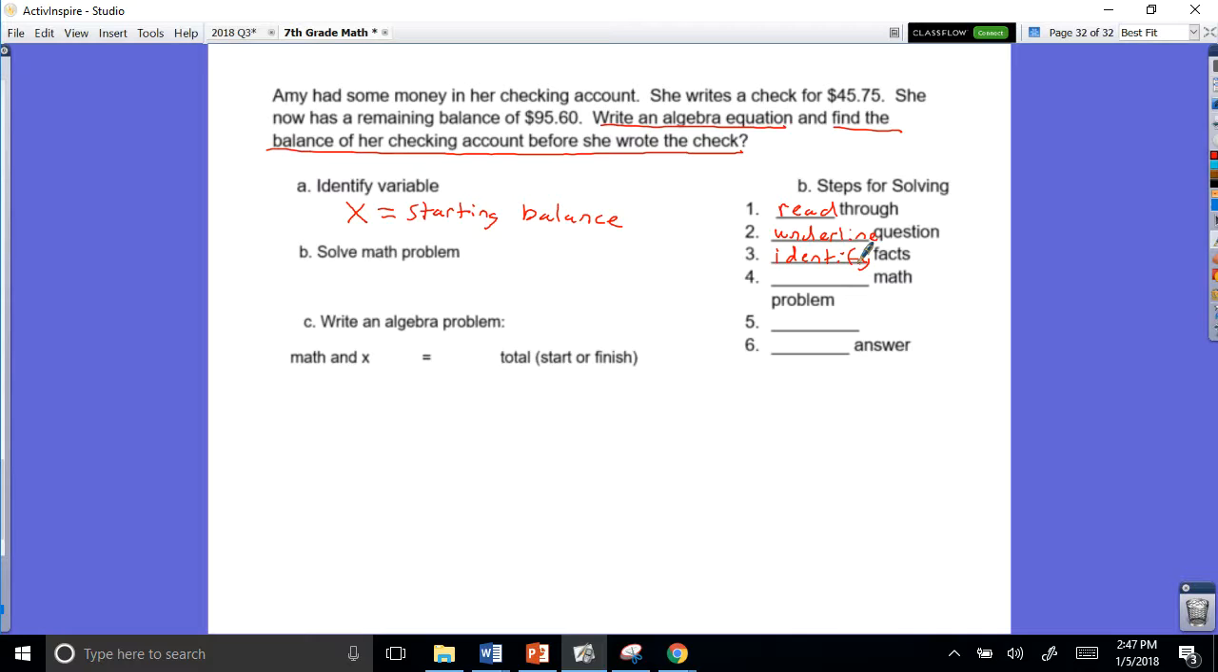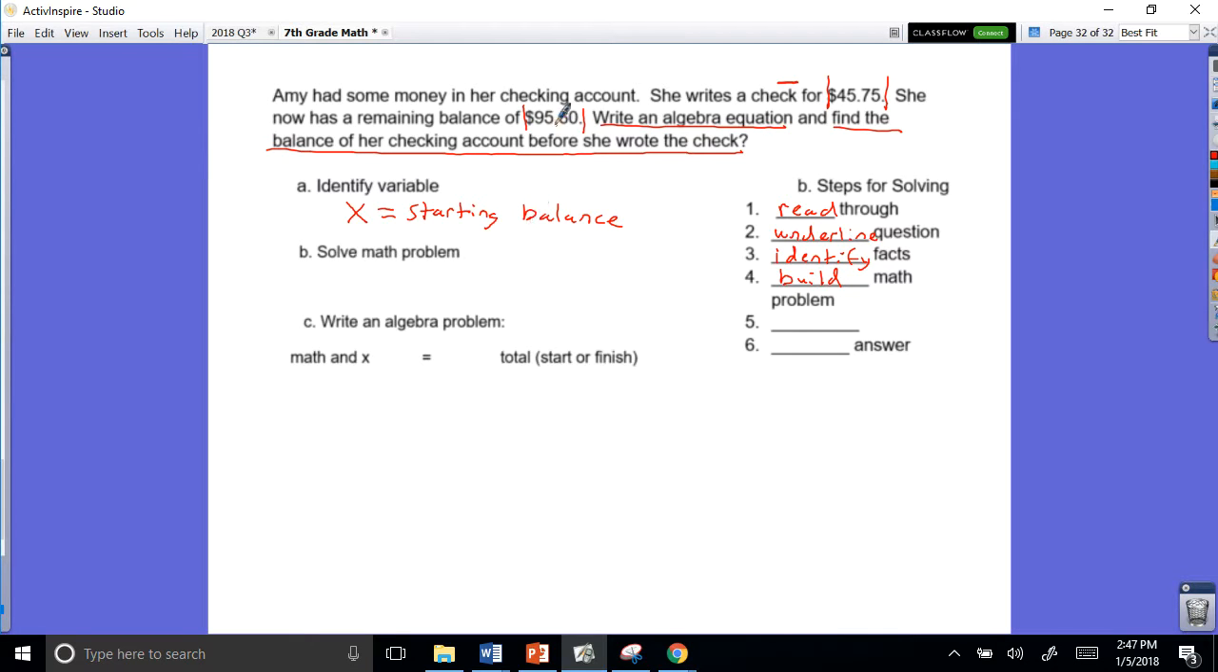Okay, here's the two facts that we have. She wrote a check for $45.75. Okay, so if she writes a check, that means money is going to leave her account. She now has, after the check, she has $95.60. Okay, so there's our math facts. We're going to build the math problem to get our answer, to find out how much she started with.